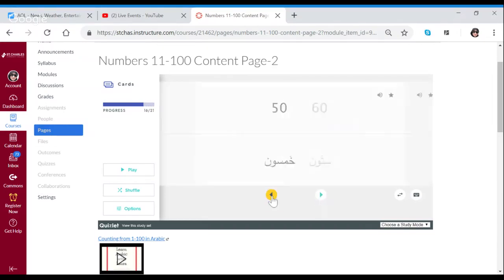Okay. We're just going to count by tens. I'm going to say it. Just repeat it after me. Ishrun. Thalathun. Arbaun. Khamsun. Sittun. Sabaun. Themanun. Tisaun. Mi'a. Try those again.